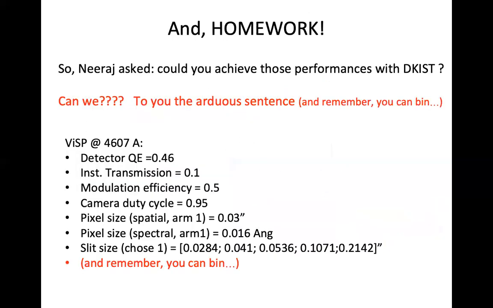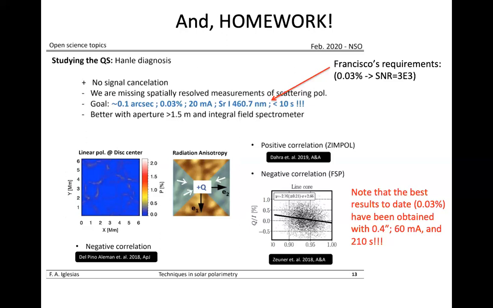Wait, what? Yes. So what? Wait, what was that? With what instrument? Oh, there was a special custom instrument. It's called the Fast Solar Polarimeter, developed by the Max Planck in Germany, FSP. So they're very, very fast cameras.